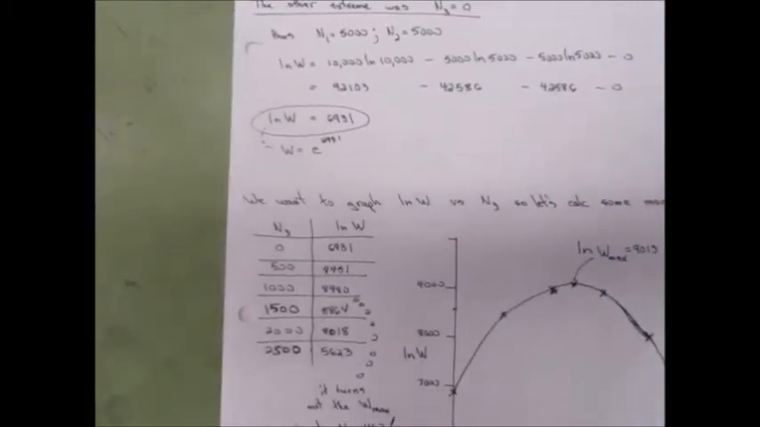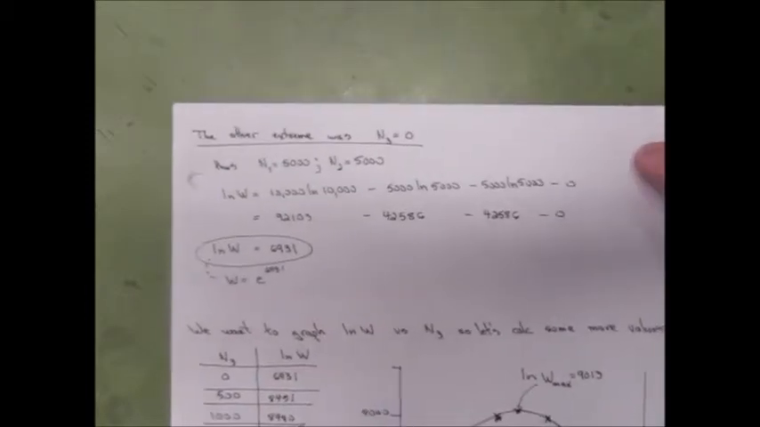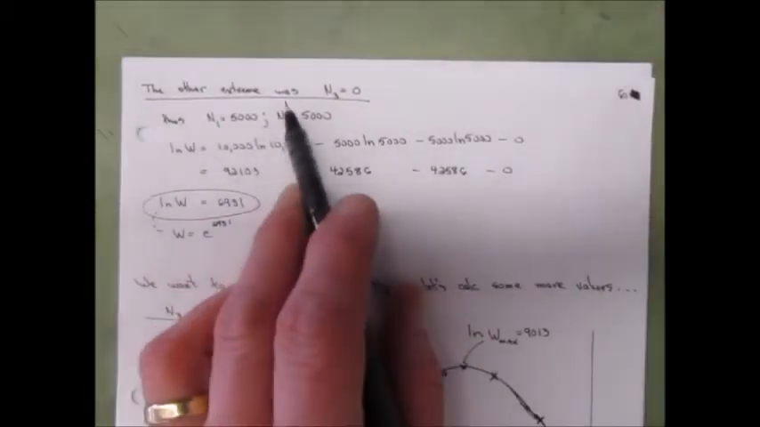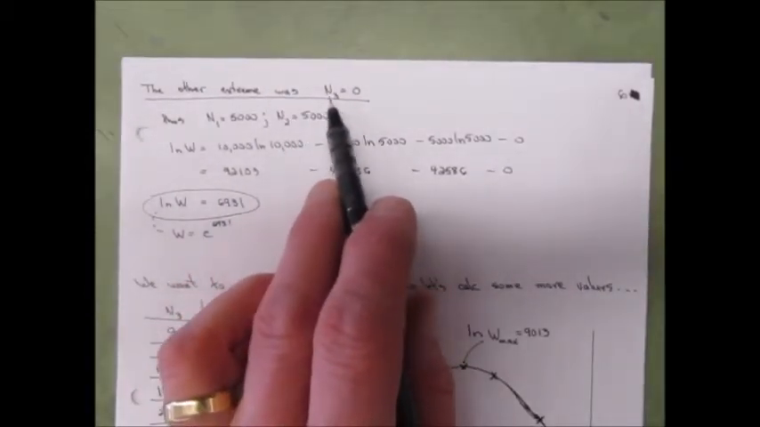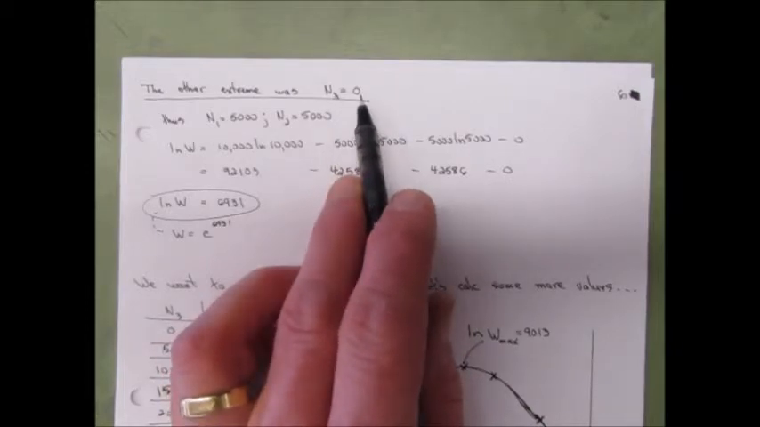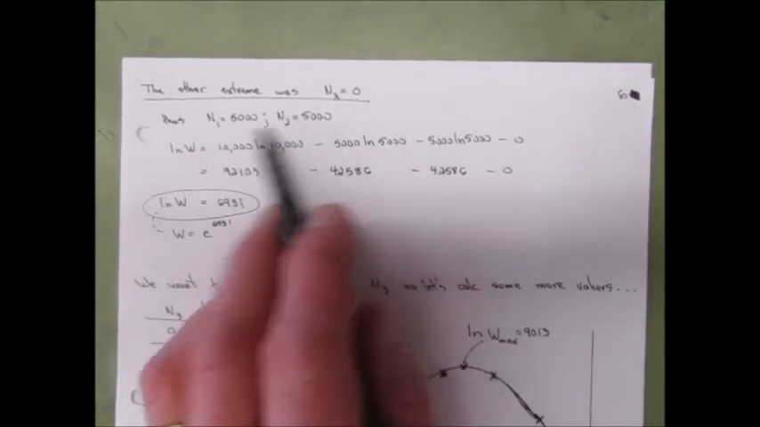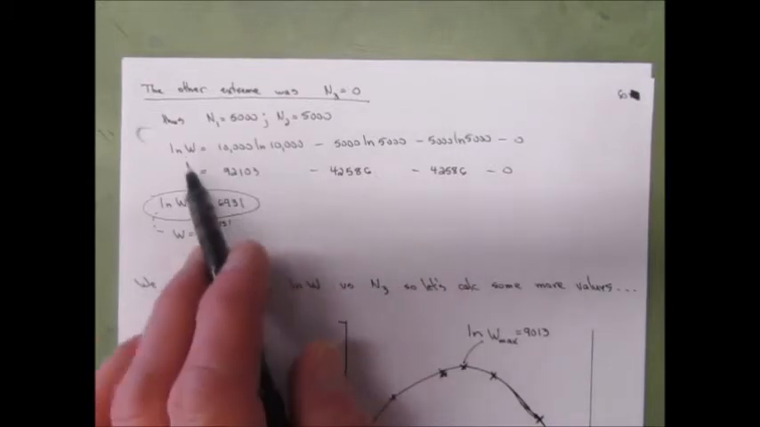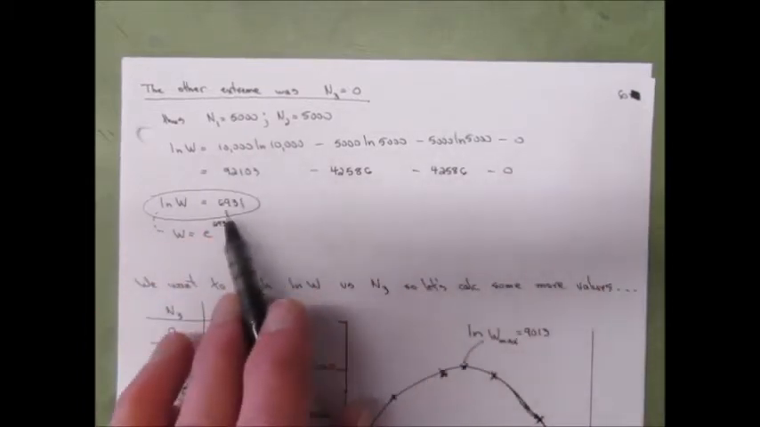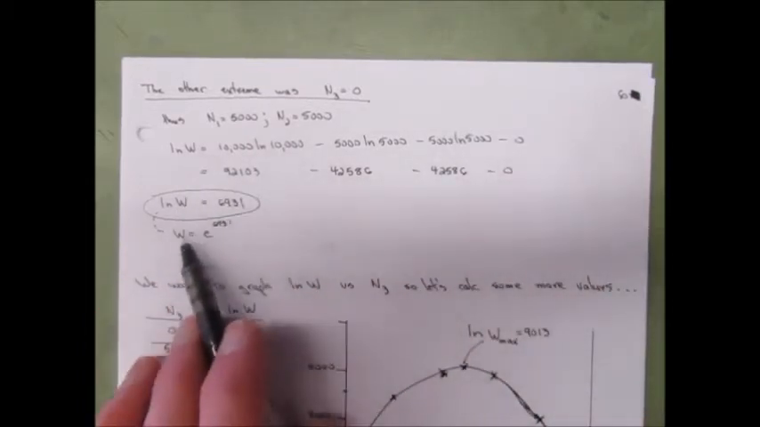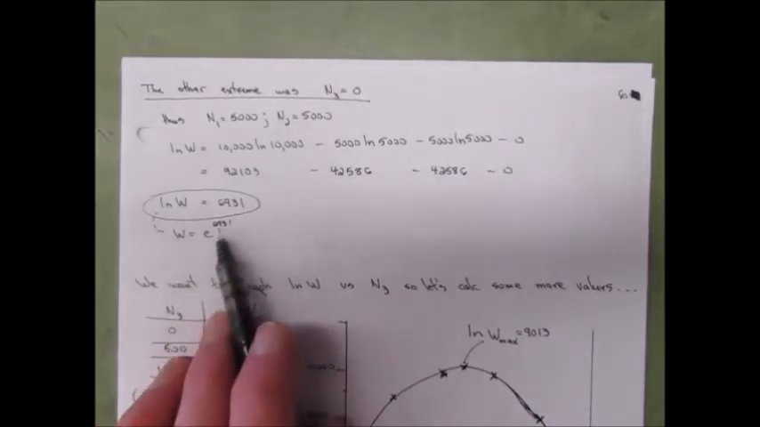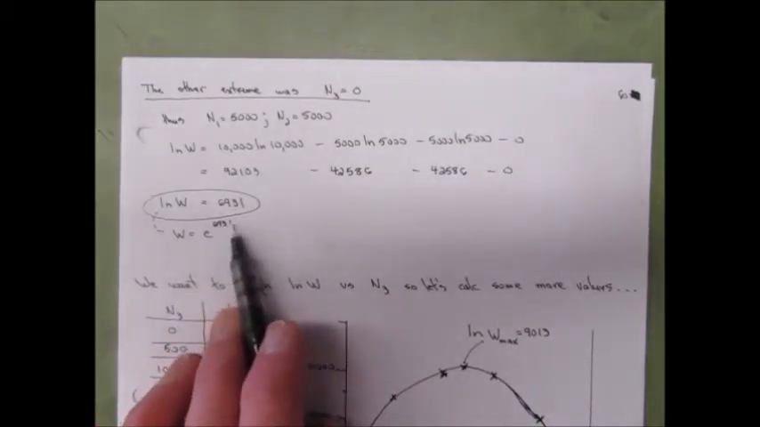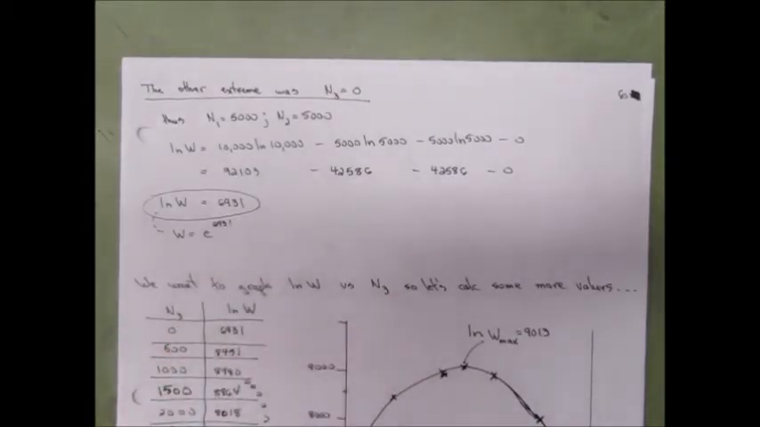The other extreme, we talked about it, was if N3 was 0. So that means N2 would be 5,000, N1 is 5,000. We use that formula with the Stirling approximation, we get the ln being that, so therefore, put both sides to the E. It's E to the 6931. Oh my God. So look at what we've compared here.